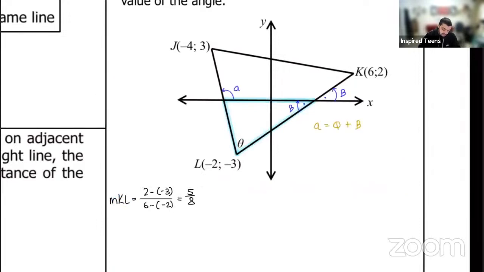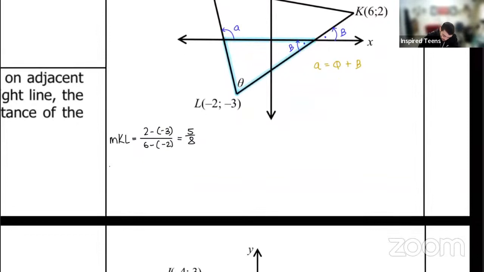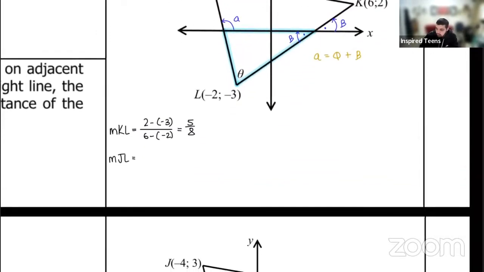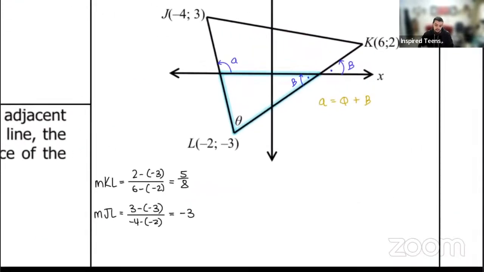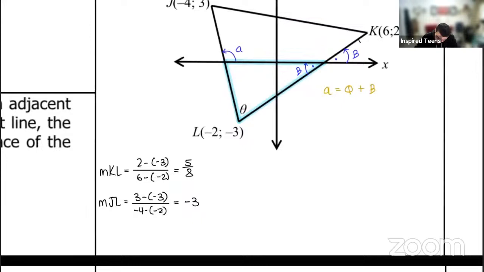So that's the gradient of what? The gradient of KL, done. Let's do the gradient of JL. 3 minus 3 divided by -4 minus 2. And I get an answer of -3. Cheating a little bit, but it's fine. So I know the gradient of this line is equal to 5/8, and I know the gradient of this line is equal to -3.